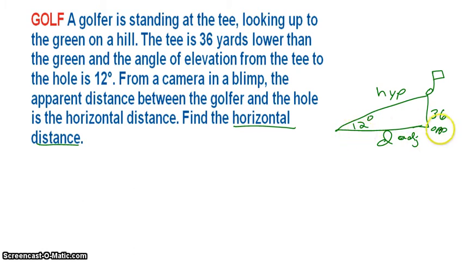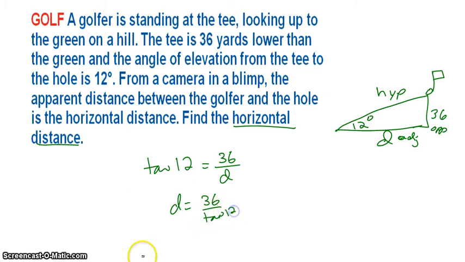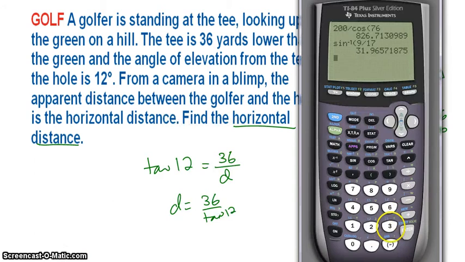So, my function that deals with opposite and adjacent is tangent, so tangent of 12 equals opposite 36 over adjacent. Because I have my angle, I do not have to worry about doing the inverse. So if I move things around, I've got d equals 36 over tangent of 12. And I have 169.4.